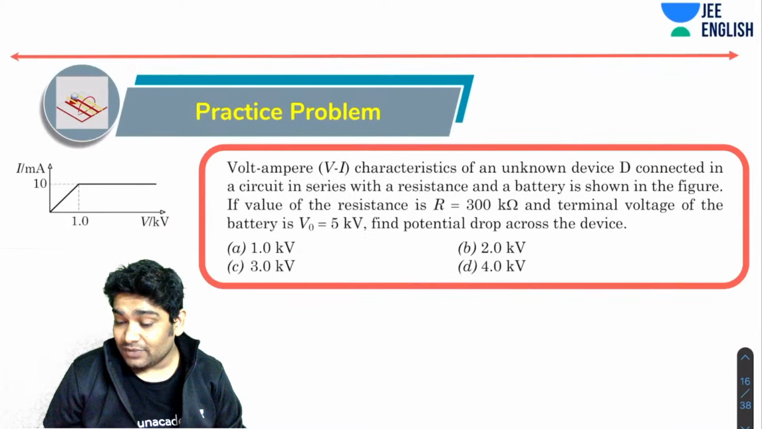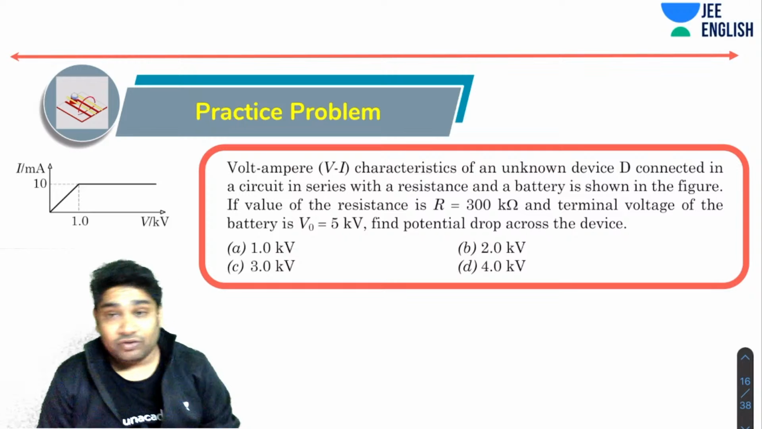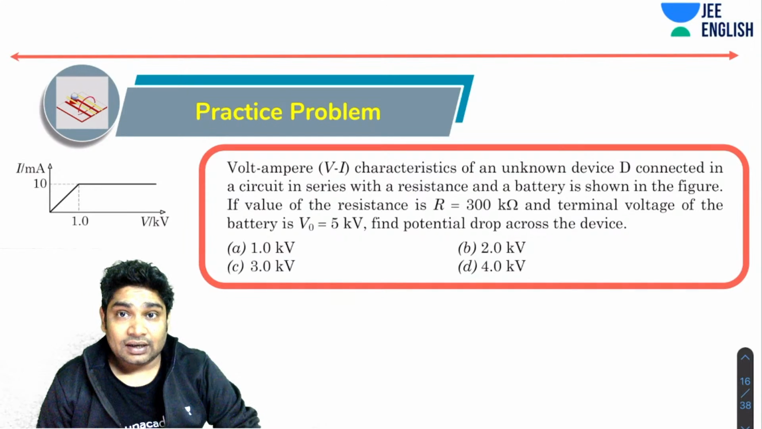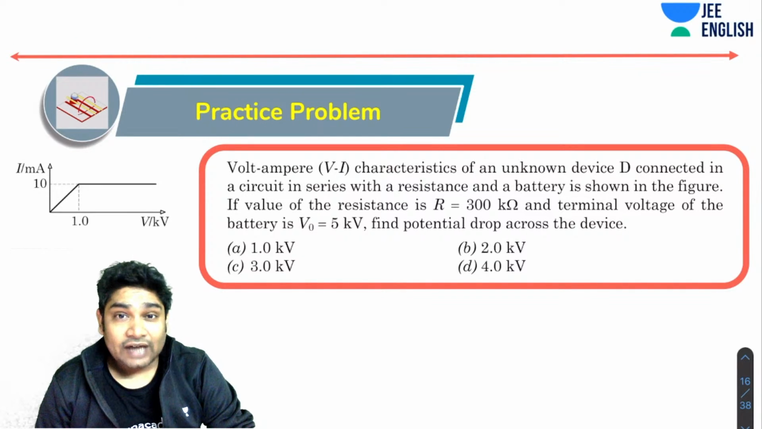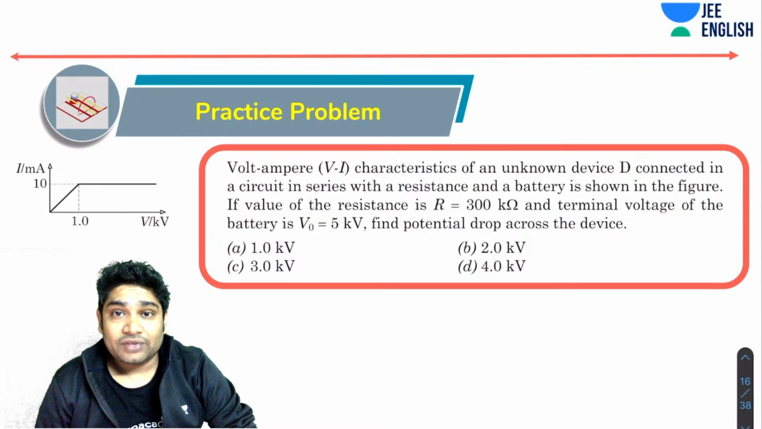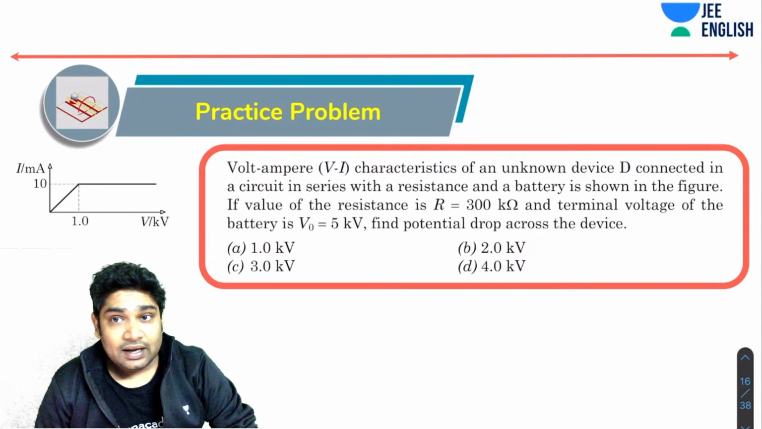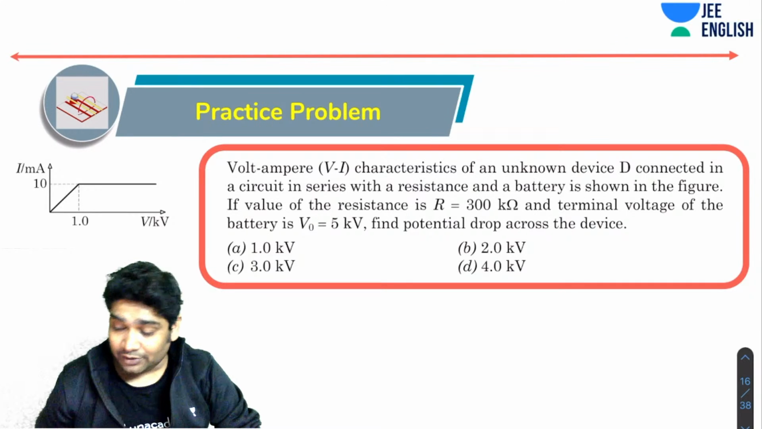Right. So next, there is another interesting situation given to you. You've been told the volt-ampere characteristics of an unknown device connected in a circuit in series with a resistance and a battery is shown in the figure. If the value of the resistance R is 300 kilo ohms, and the terminal voltage of the battery is V0, which is 5 kilovolt, you would find the potential drop across the device. So why don't you guys try this?